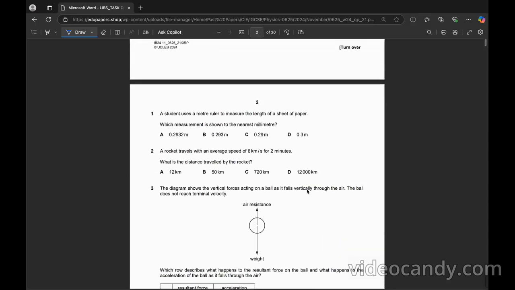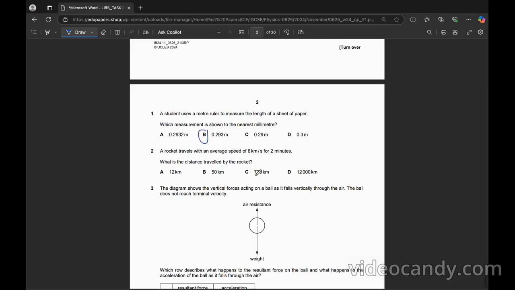Number 1. A student uses a meter ruler to measure the length of a sheet of paper. Which measurement is shown to the nearest millimeter? Now to solve this problem, we have to know the relationship between meters and millimeters. And we know that 1 meter is equal to 1000 millimeters. So we need to look for the answer that has 3 decimal places, and that will be B.